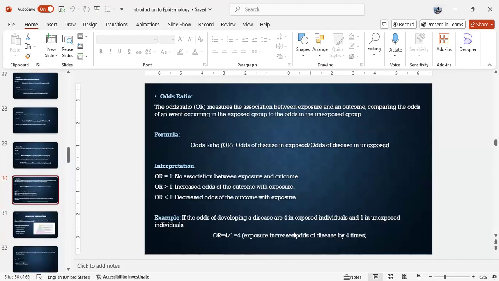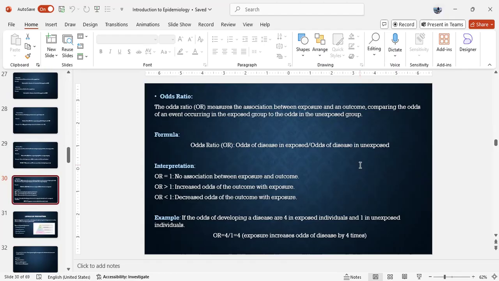Odds ratio measures the association between exposure and an outcome, comparing the odds of an event occurring in the exposed group to the odds in the unexposed group. Odds ratio is equal to odds of disease in exposed divided by odds of disease in unexposed. When the odds ratio is equal to 1, there is no association between exposure and outcome. When odds ratio is greater than 1, there are increased odds of the outcome with exposure. Odds ratio less than 1 means decreased odds of the outcome with exposure.